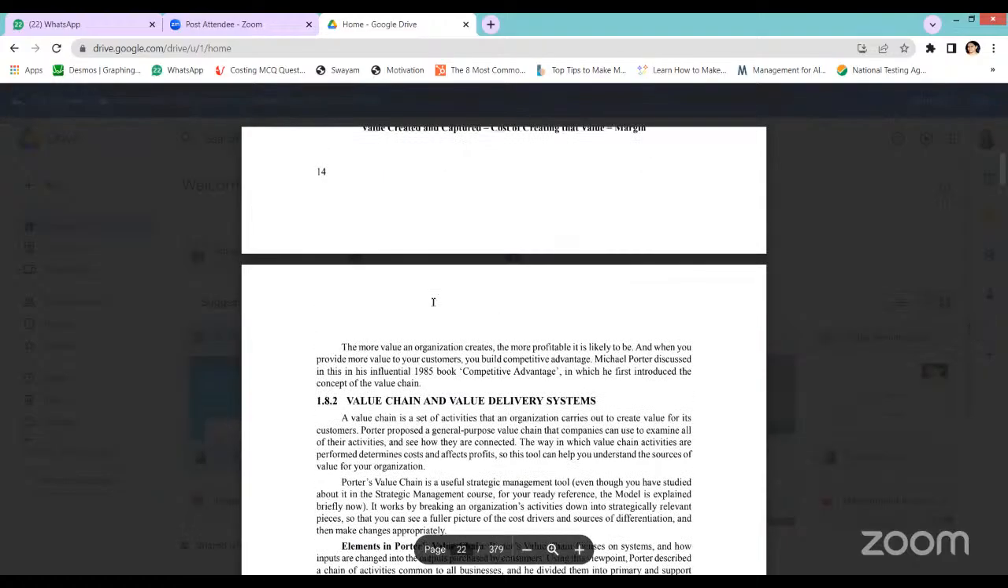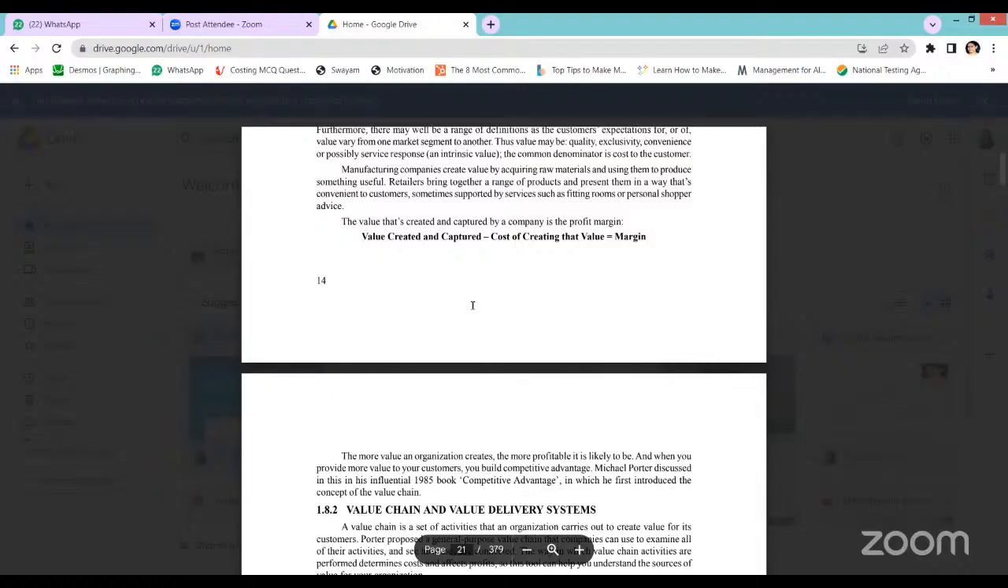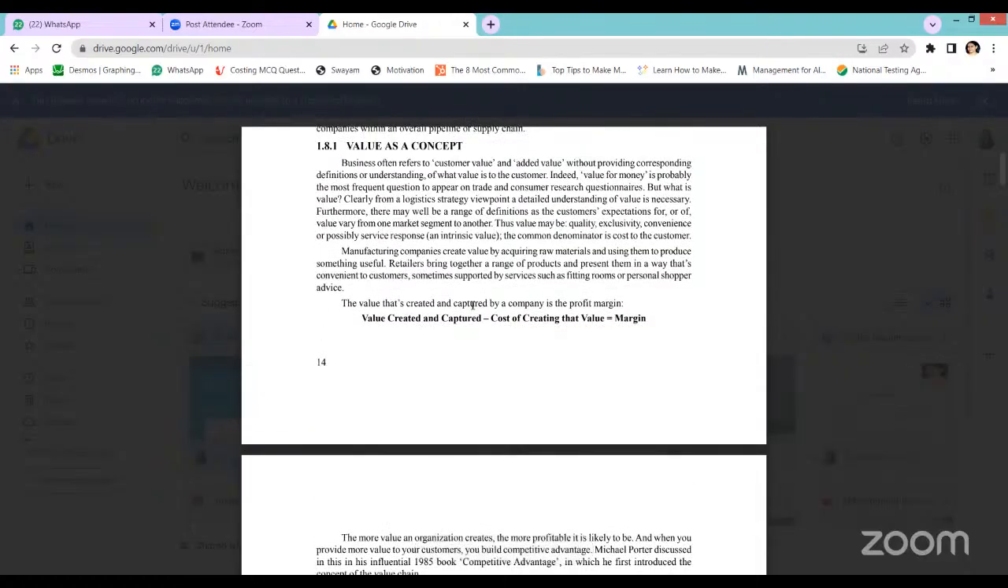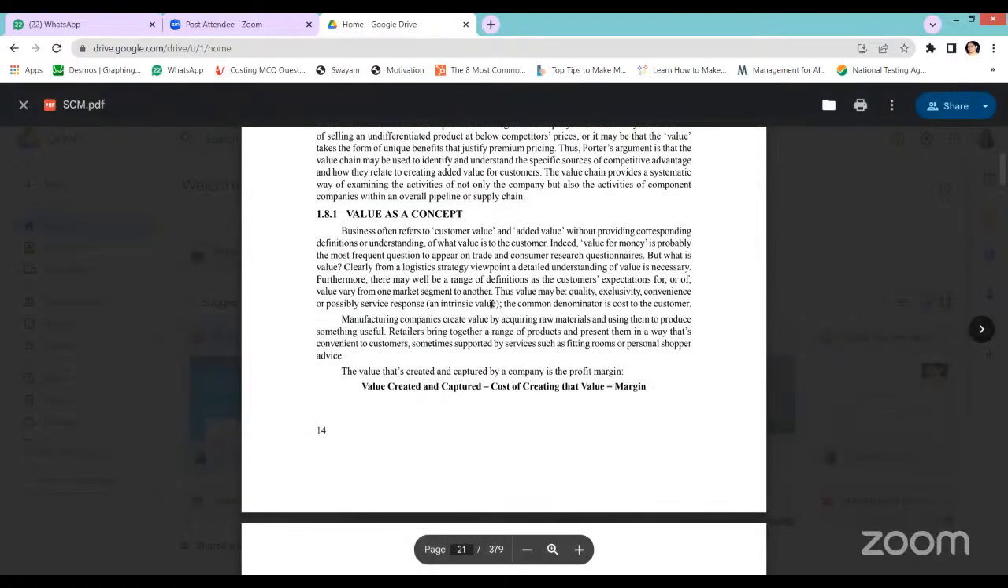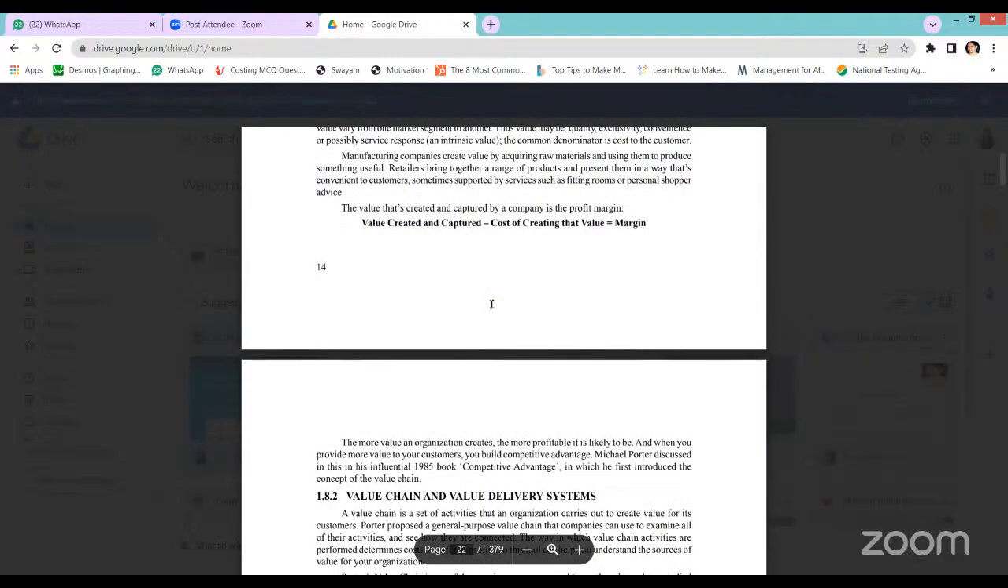Value. What is value actually? Value is created and captured. The cost of creating the value is equal to the margin. That is, business often refers to customer value, like we used to say customer value and added value. Nowadays, firms are trying to give customers maximum satisfaction by providing timely service or a product with a quality that meets the customer's expectations.